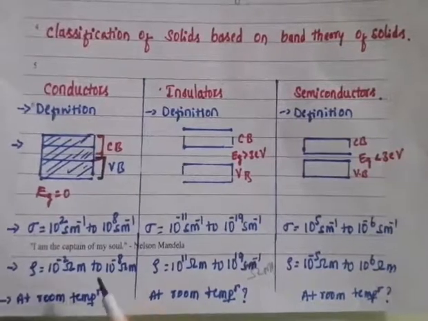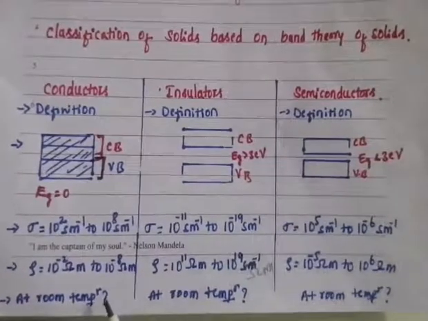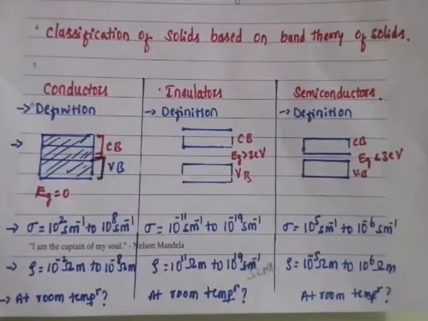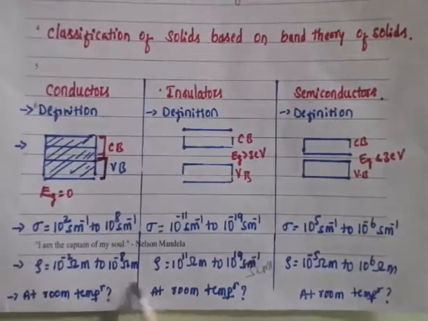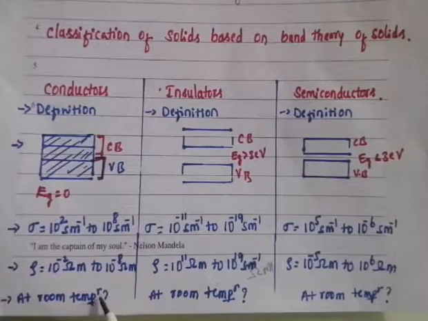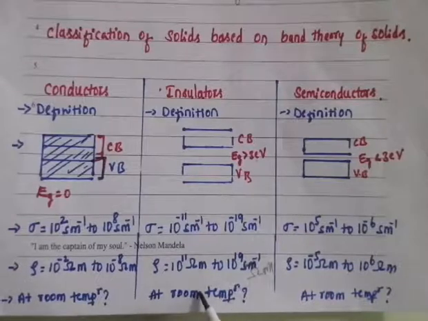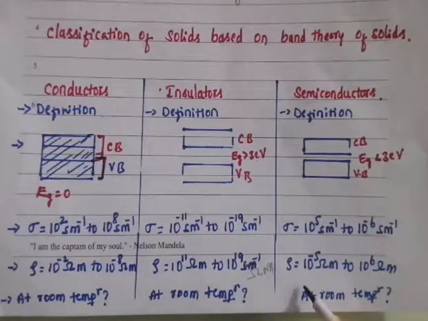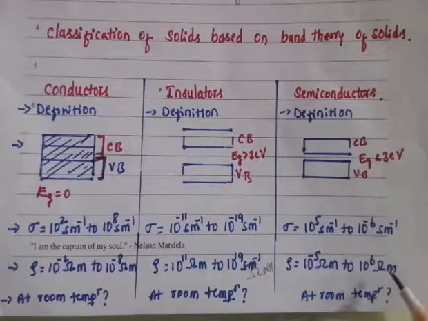Next, at room temperature, what about conductivity in semiconductors, insulators and conductors? Conductors conduct even at room temperature. Even at room temperature, conductors keep passing current. Insulators do not conduct current even at room temperature. But semiconductors conduct current when temperature is increased. Only if temperature increases, conductivity in semiconductors keeps increasing.